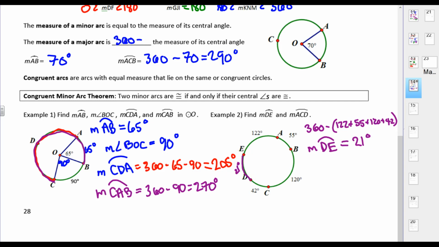And if I want to find ACD, well, that's going from A to C to D. That's those three arcs added together. So the measure of ACD is going to equal 55 plus 120 plus 42. So the measure of ACD is in fact 217.